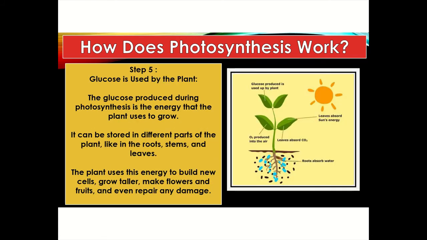Step 5. Glucose is used by the plant. The glucose produced during photosynthesis is the energy that the plant uses to grow. It can be stored in different parts of the plant, like in the roots, stems, and leaves. The plant uses this energy to build new cells, grow taller, make flowers and fruits, and even repair any damage.